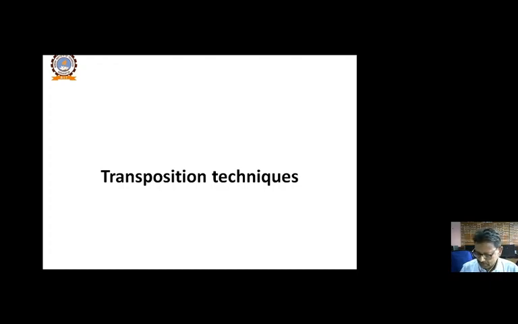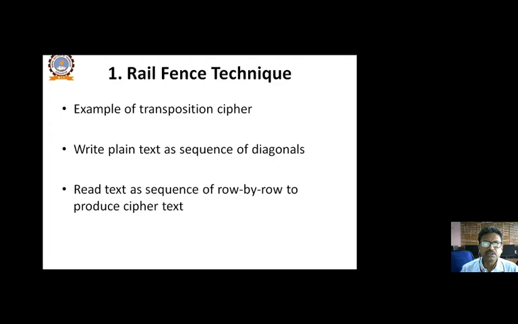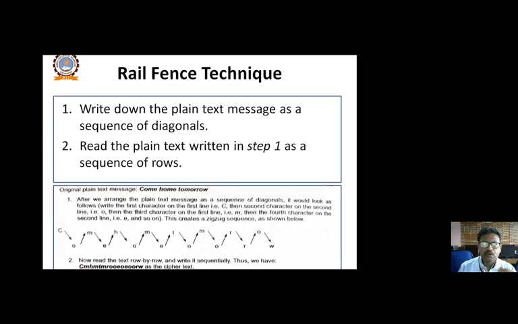Now, the first method used in the transposition technique is the rail fence technique. Of course, its name has been given as rail fence technique because in the railway we have two tracks which are running parallel. The rail fence technique is a kind of transposition technique in which we write the plain text in a sequence of diagonals, and then we read the text as a sequence row by row. So we write the plain text of a message as a sequence of diagonals, and then we read it as a sequence of rows.